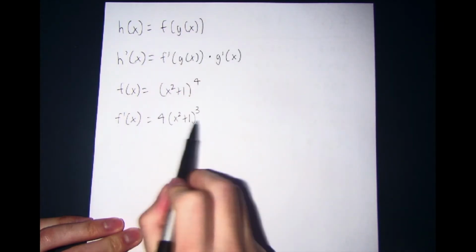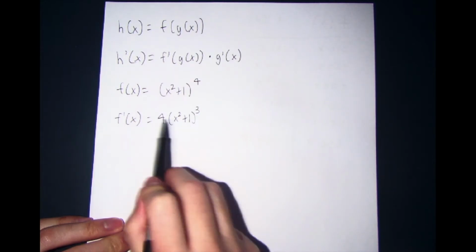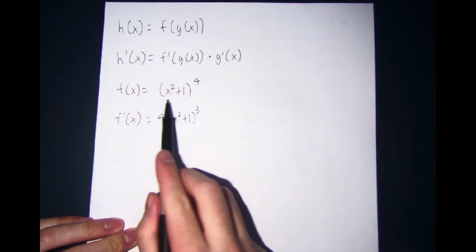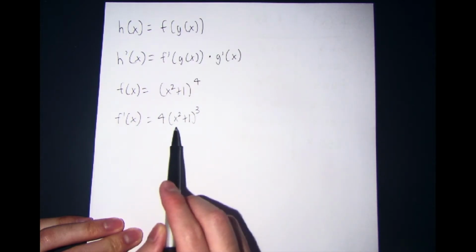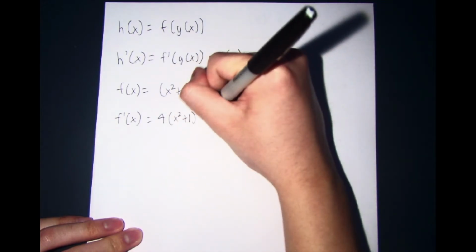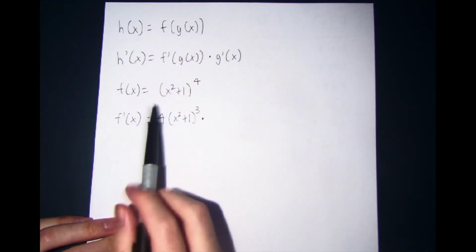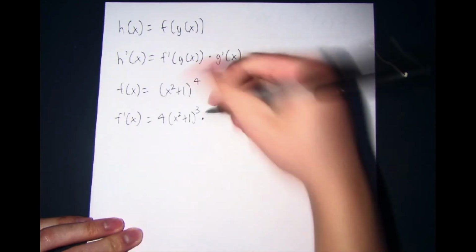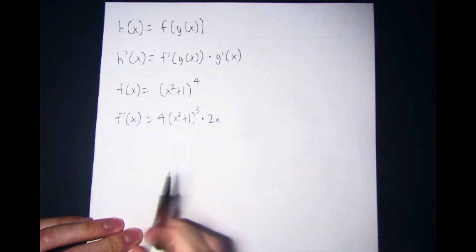So we use the power rule on the outside function, which gives you 4 times something cubed. But remember that the inner function is g of x, or in this case, x squared plus 1, which leaves us with x squared plus 1 in the middle. Then we're going to multiply that by the derivative of the inner function. So the derivative of the inner function using the power rule is going to be equal to 2x. So that would be your answer.